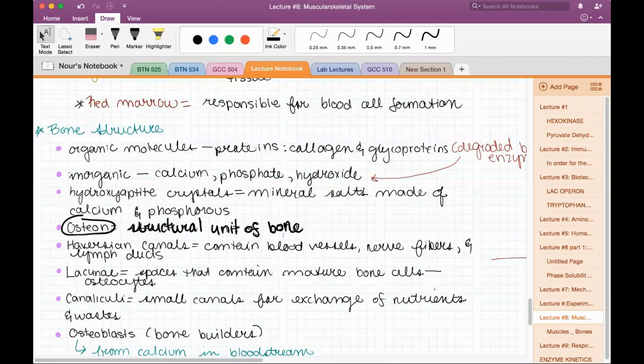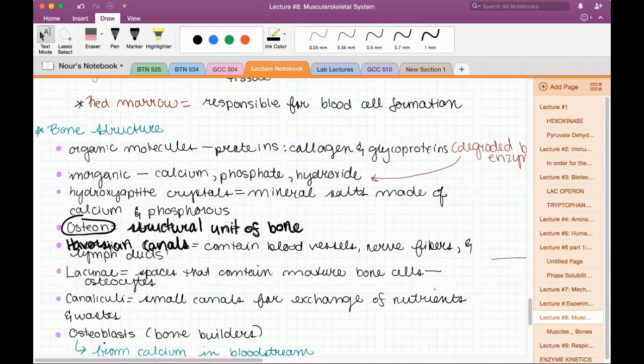So know what a Haversian canal is. It has blood vessels, nerve fibers, and lymph ducts. So basically it connects the bone to the rest of the body and lets it get the materials it needs. So it's kind of like the embassy for the body inside of the bone.